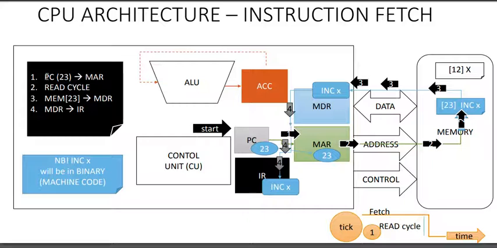So, to summarize, in this phase, the program counter, the address of the next instruction that's going to be executed, is loaded into the MAR. We look it up, address 23 in this case. The binary representation for incx, which means increment x, is pulled in through the data bus on a read cycle into the MDR, and then that is dropped into the instruction register, the IR, where it is now going to be waiting to be decoded by the CU, the control unit.